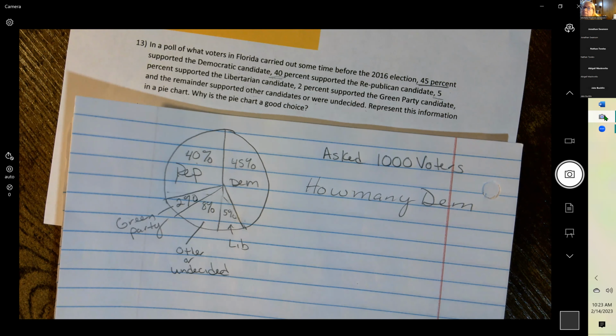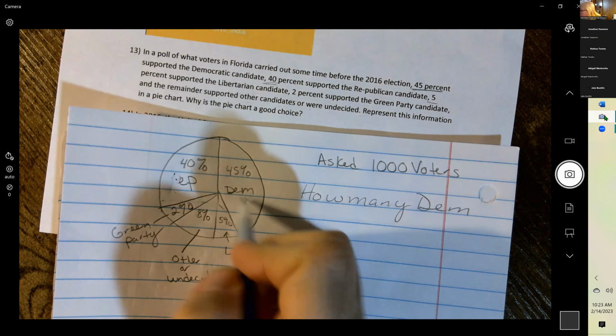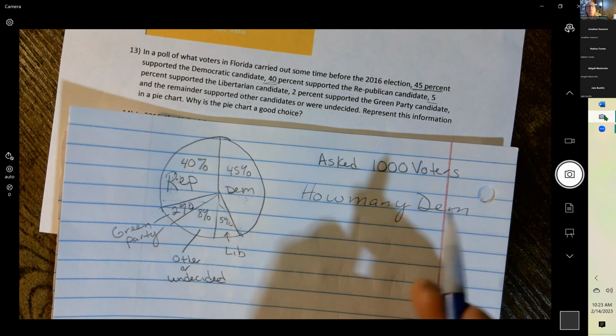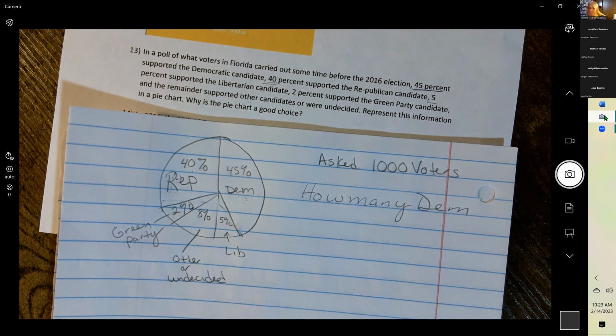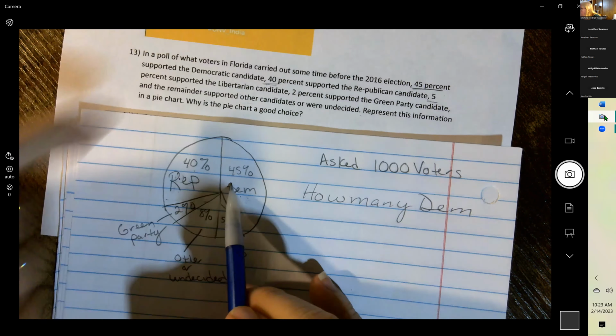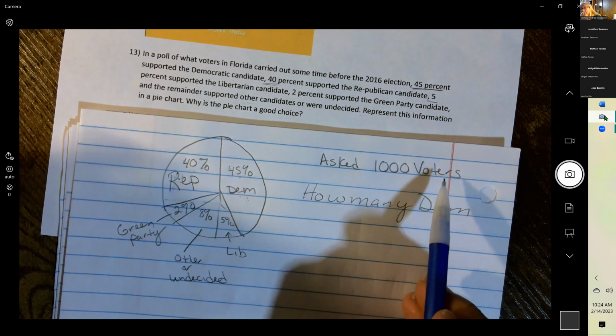400. I think you just looked at the wrong one. This one said Democrats. Sorry. That's okay. You knew how to do it. You just used the wrong one. So the Democrats are the 45%. So 45% of the 1,000 voters.